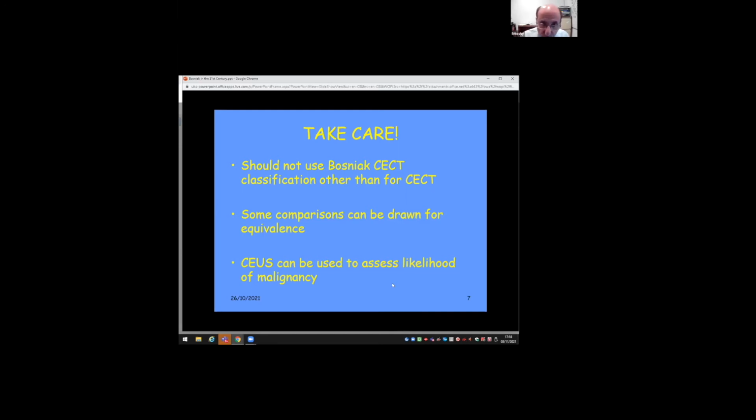Now, more recently, contrast-enhanced ultrasound has been shown to be able to assess the likelihood of malignancy. I specify contrast because even though I said at the start that all three modalities were useful, ultrasound wasn't used very much to do a Bosniak classification. But recently, it has been shown that there is equivalence between the two.